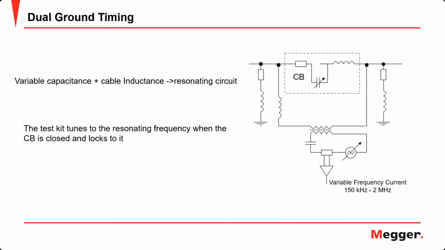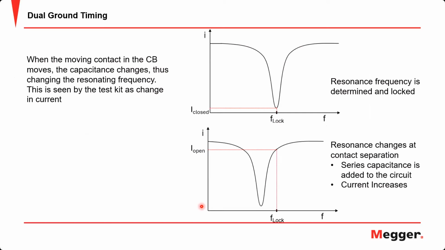This variable capacitance, together with the cable inductance, which is the HV conductor and the test leads, form a resonating circuit. The test gate tunes to this resonating frequency when the circuit breaker is closed and locks to it. So this is the frequency response of the circuit breaker in the closed position. The y-axis represents the current and the x-axis represents the frequency. You can see the minimum current is at this frequency, so we look to this frequency and we use it for testing.